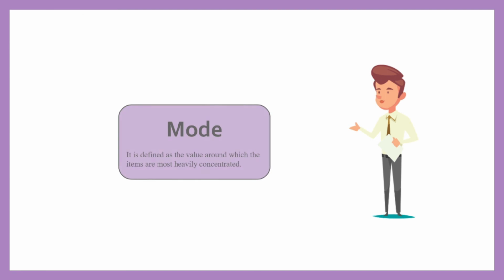Mode. Mode is an average of position. It is defined as the value around which the items are most heavily concentrated. In short, it is the value which occurs the maximum number of times, or against which maximum frequency clusters around. For a continuous series, we use the formula of interpolation to find the mode.